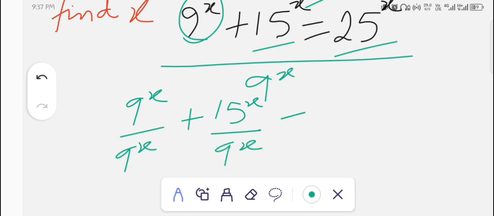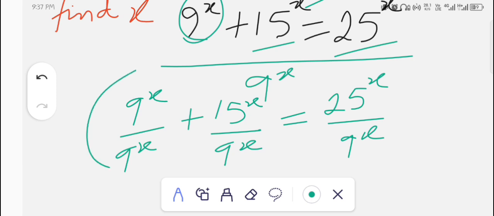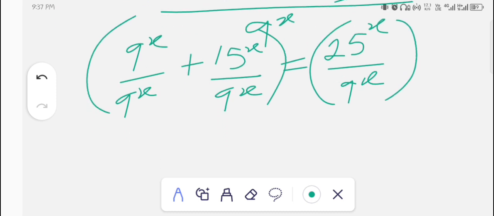Good. This is equal to what? 25 power x divided by what? 9 power x. Good. So what we have done to the left side of the equation, we have also done to the right side of the equation. So now we have done no harm to the original equation. Very good.